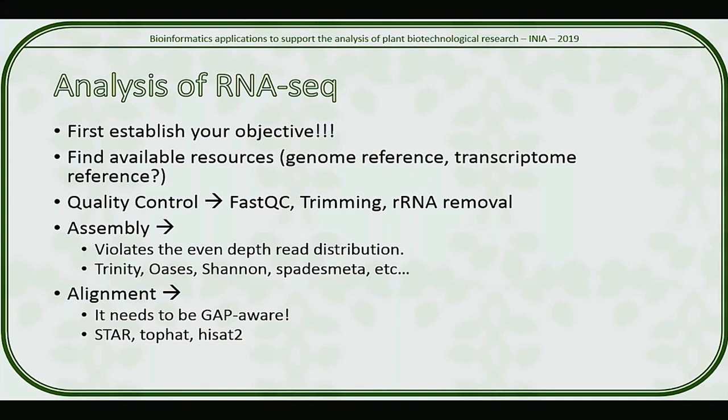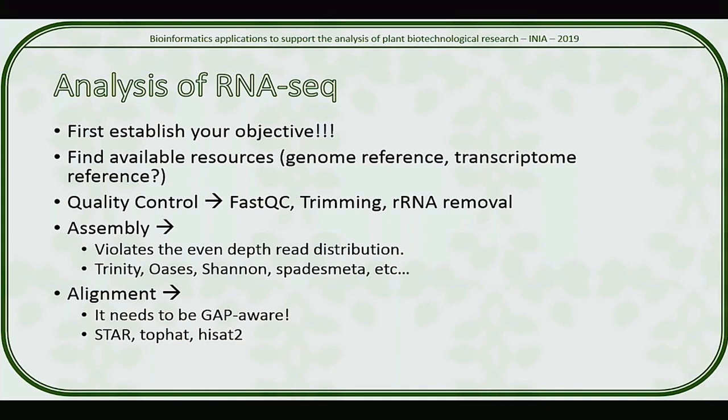Then find available resources. If you're getting sequences and you've decided that RNA-seq is the right path for your objective, then is there a genome reference available? Is there a transcriptome reference available? Are there only other external sources that are available? ESTs, other RNA-seq libraries. Is anything else available for your species, for your sample, or even for a close relative? All of these things are going to help you decide which approach to follow.